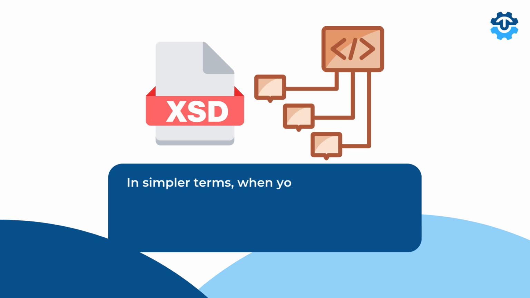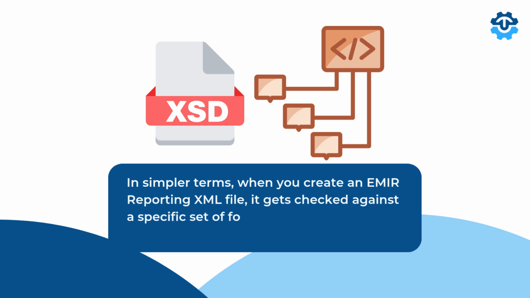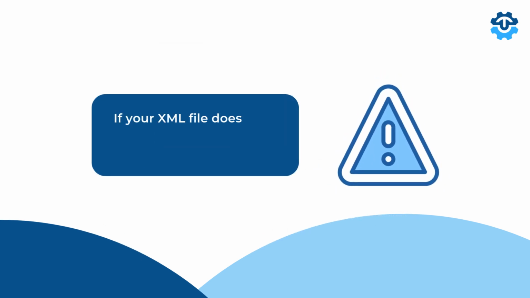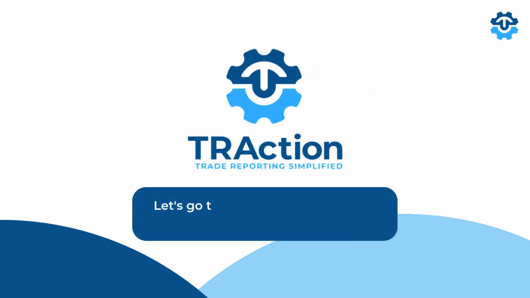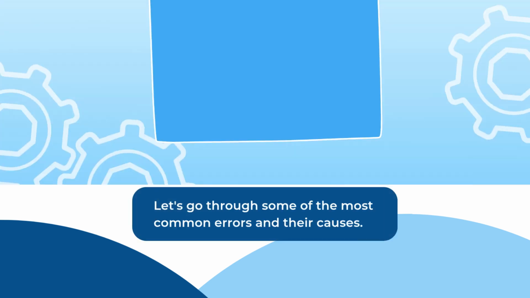In simpler terms, when you create an EMIR reporting XML file, it gets checked against a specific set of formatting and data rules outlined in the XSD file. If your XML file doesn't follow these rules, you'll run into errors. Let's go through some of the most common errors and their causes.